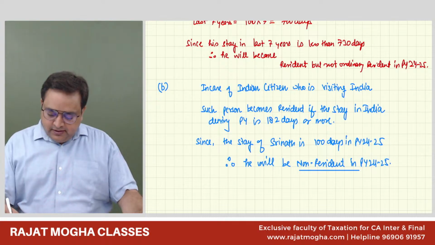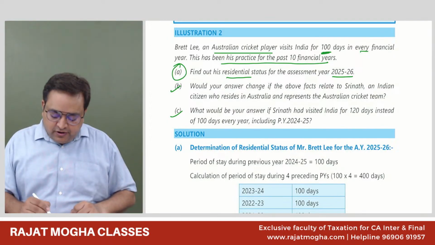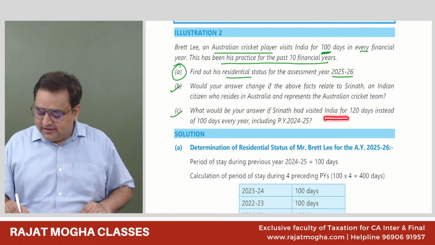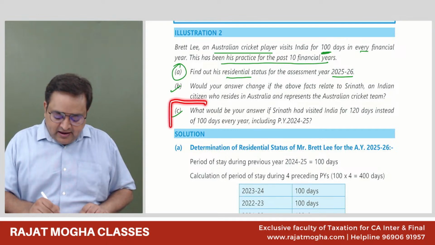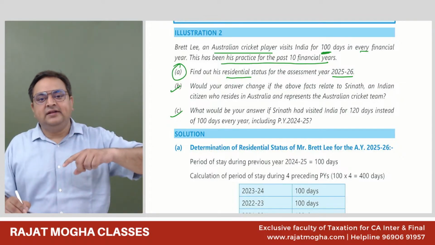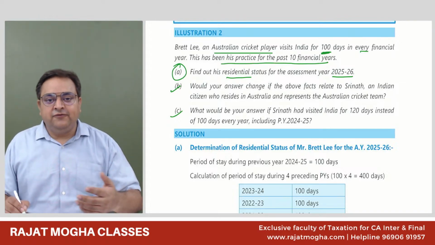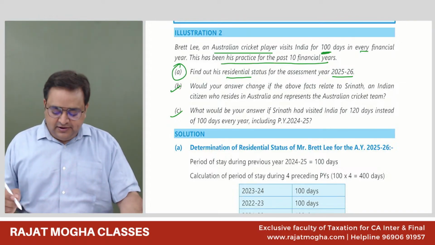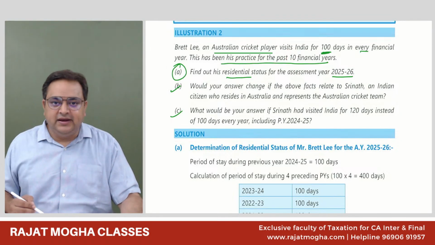Now, the third portion says, what would be your answer if Srinath has visited India for 120 days instead of 100 days every year, including previous year 24-25? So will our answer change? Now, why have they given us 120 days? Because we understand that there is a special provision also. But that special provision we can only apply if their Indian income is given to us. So here there is no information regarding the Indian income.